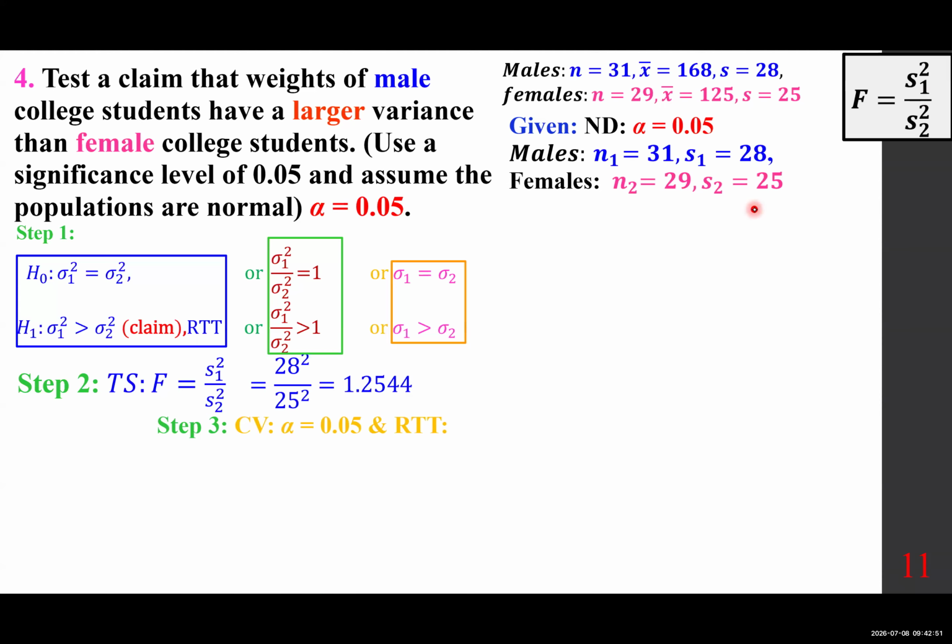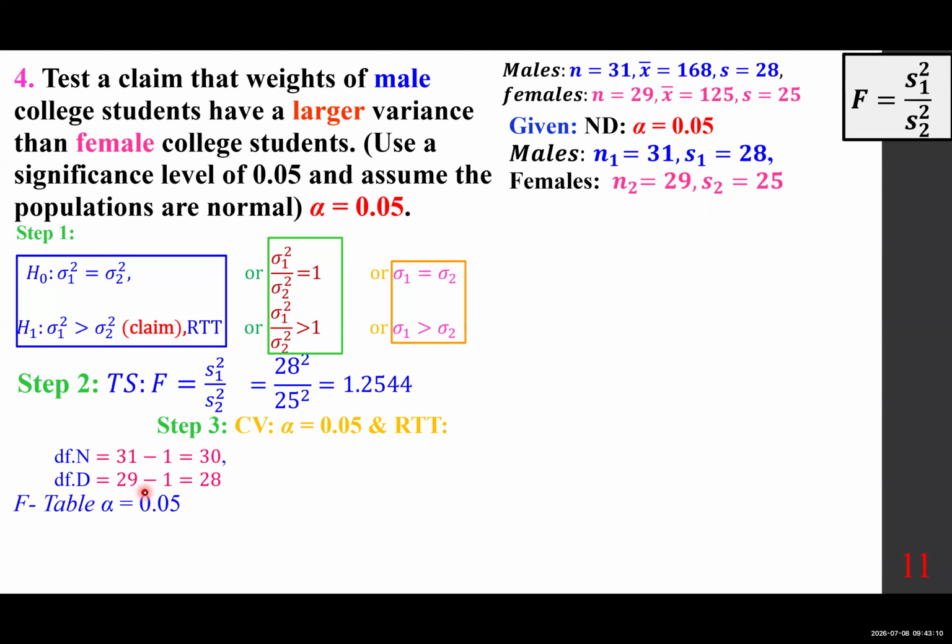By the way, for the F distribution, choose it so it's always a right tail test. If you make it left tail or two tail test, it is possible to handle it, but stick with right tail test because of the limitation again. Degrees of freedom for the numerator is 31 minus 1, which is 30. For the denominator it is 29 minus 1, which is 28.